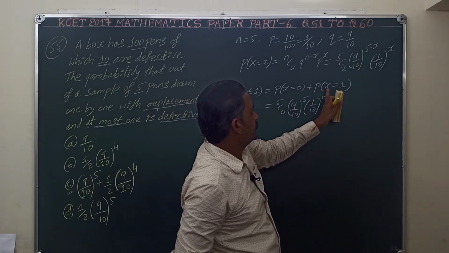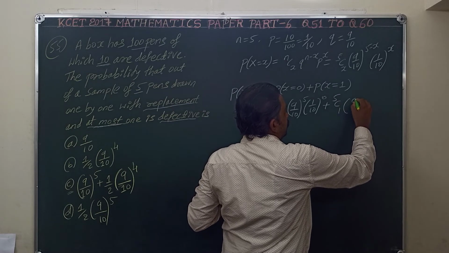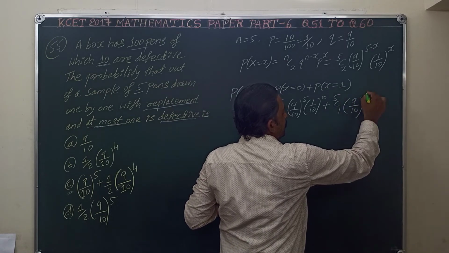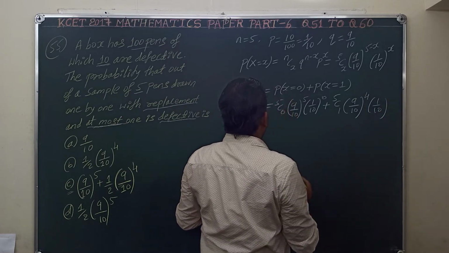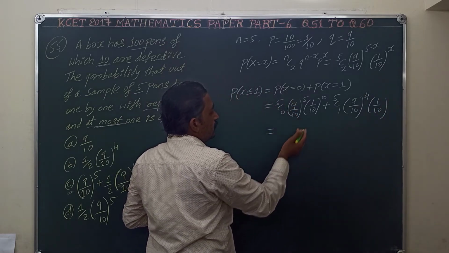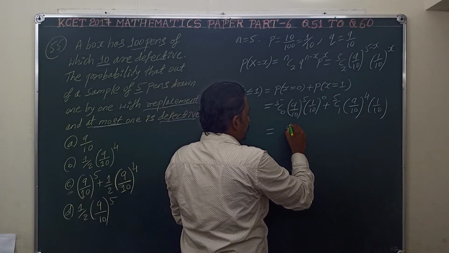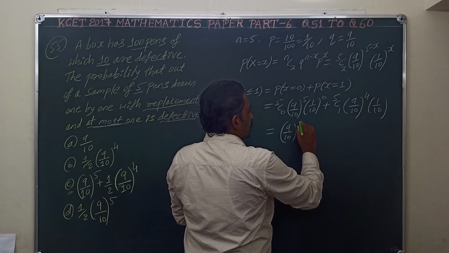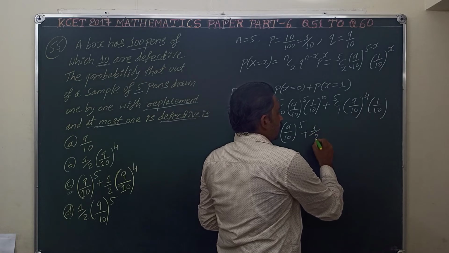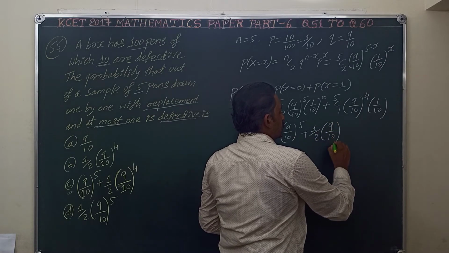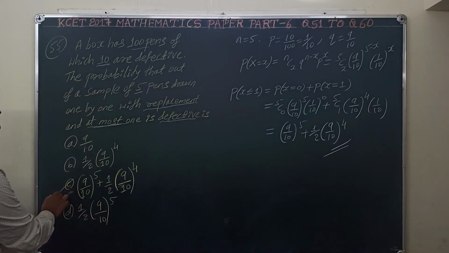In this case we get P of x equal to 1 value, 5C1 into (9/10)^5 minus 1, (1/10)^1 as it is. So here 5C0 value is 1, (1/10)^0 is also 1, 1 into 1 into (9/10)^5 as it is. 5C1 in this case is 5, 5 by 10, 1 by 2 into (9/10)^4. This is the required answer. So option C is correct in this case.